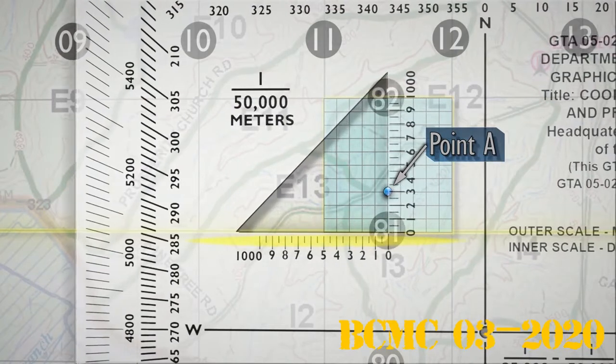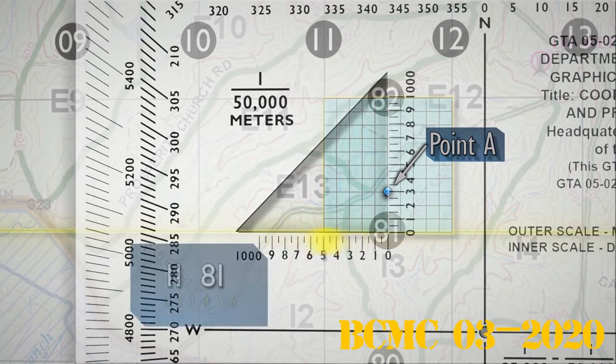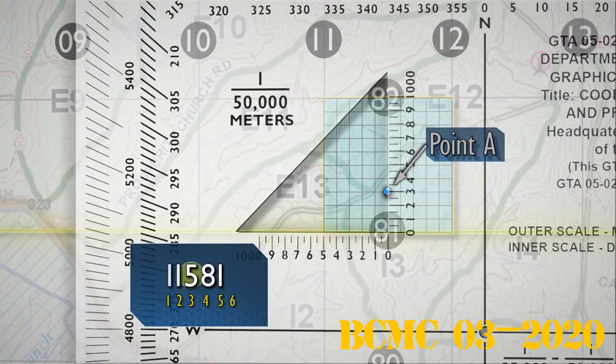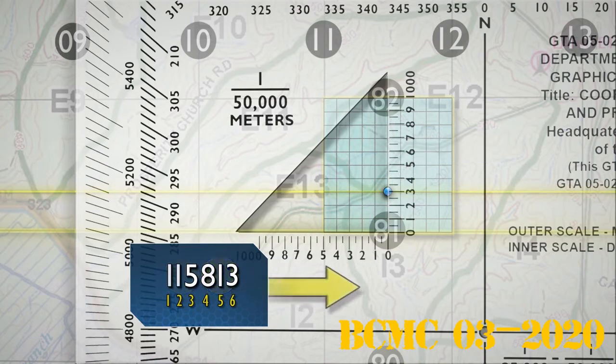To determine the 6-digit coordinate, look at the 100-meter mark on the bottom scale, which is nearest the vertical grid line. This mark is the third digit of the number 115. The 100-meter mark on the vertical scale nearest to point alpha gives you the 6th digit of the number 813. The complete grid coordinate is 115813. Always read right and then up.